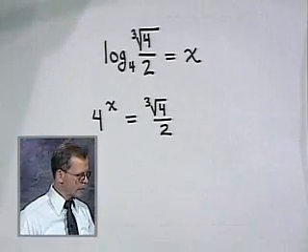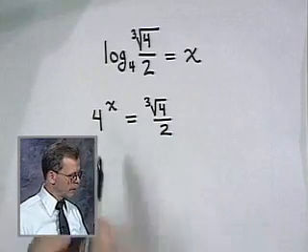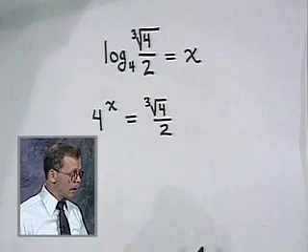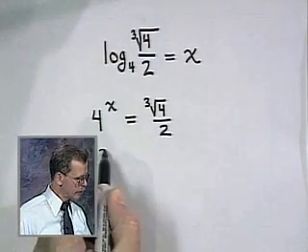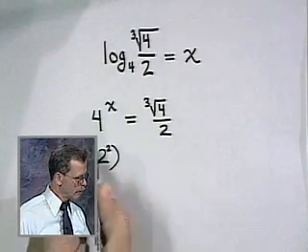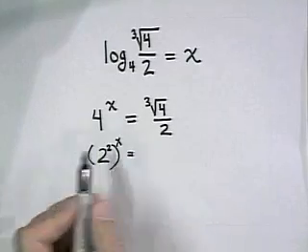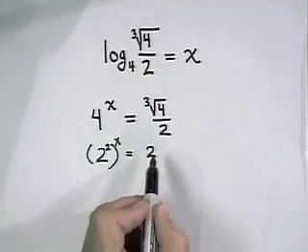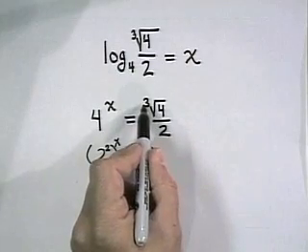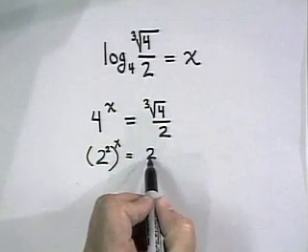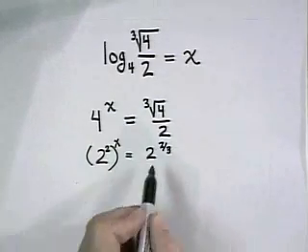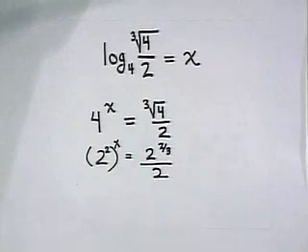Now the advantage we have in this special problem is that these numbers are all powers of 2. So we could write this as 2 squared to the x power. We could write the cube root of 4 as 2 squared, and the cube root is the 1/3 power. So that's 2 to the 2/3 power divided by 2.